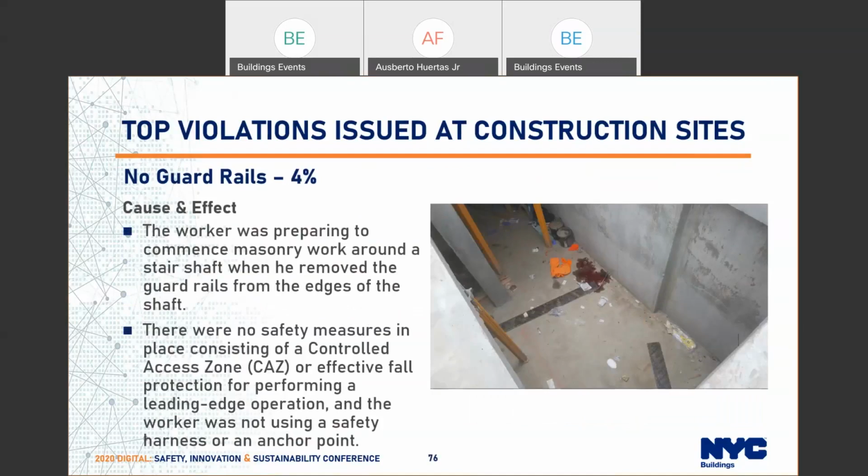The worker was preparing to start masonry work around a stair shaft when he removed the guardrails from the edges of the shaft. There was no other safety measure in place consisting of a controlled access zone or effective fall protection for performing work on a leading edge. The worker was not using a safety harness or an anchor point.